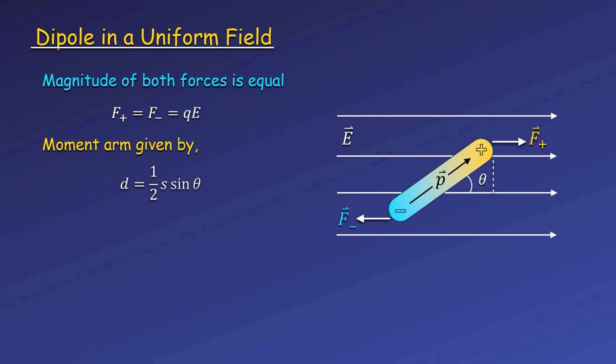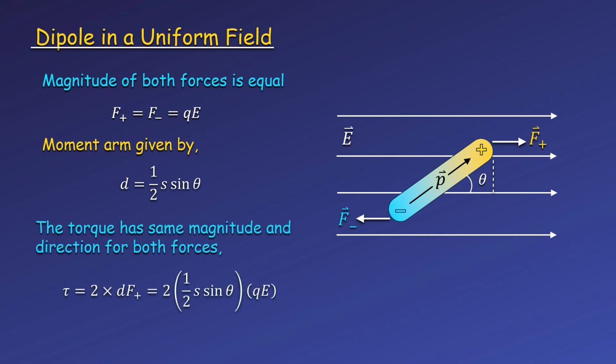The force on each pole is equal to the charge times the electric field strength. And since the torques are equal, we'll just double the torque on one charge. This gives us 2 times the moment arm D times the force. Plugging in, our 2 and 1/2 will cancel, and the rest of the quantities are multiplied. We've already seen this quantity Q times S, and it is the dipole moment P. So we can write the torque in terms of the dipole moment.